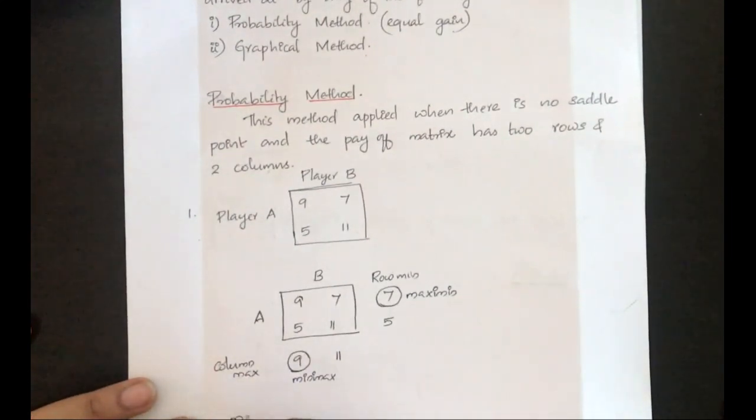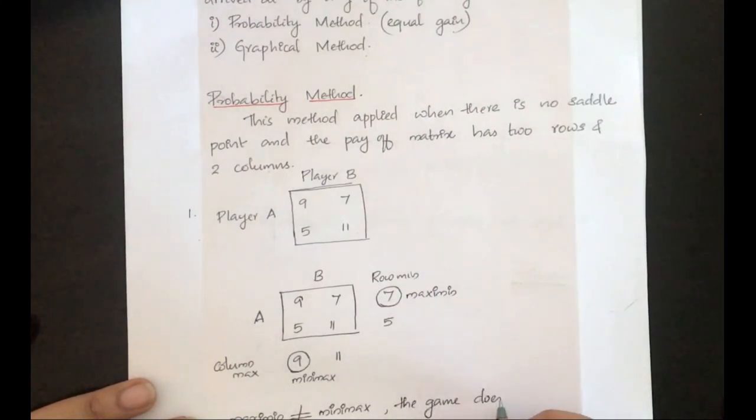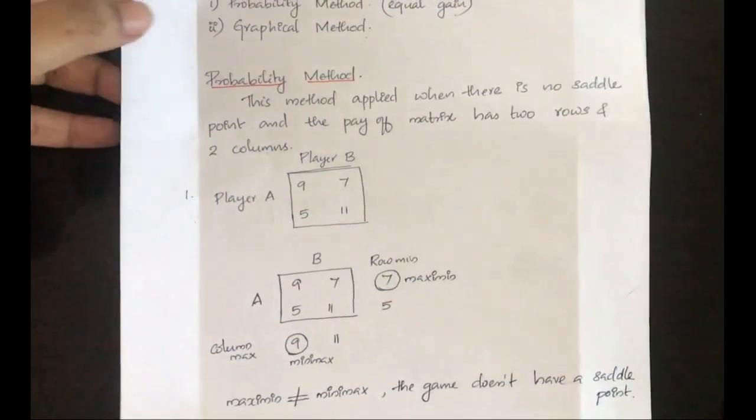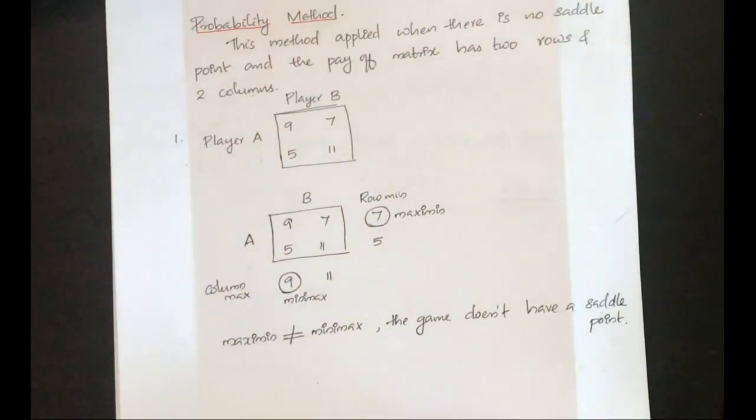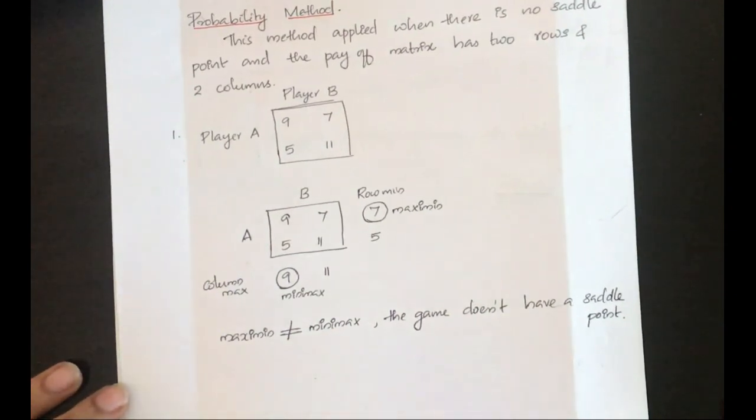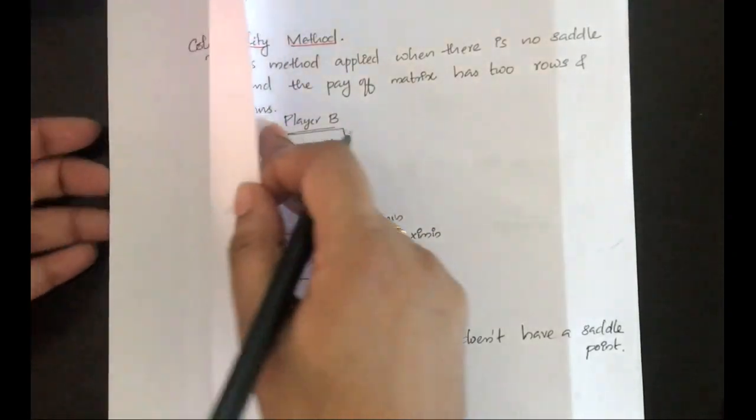Since the maximin value is not equal to the minimax value, the game doesn't have a saddle point. Now we are going to find the value of the game using the probability method.